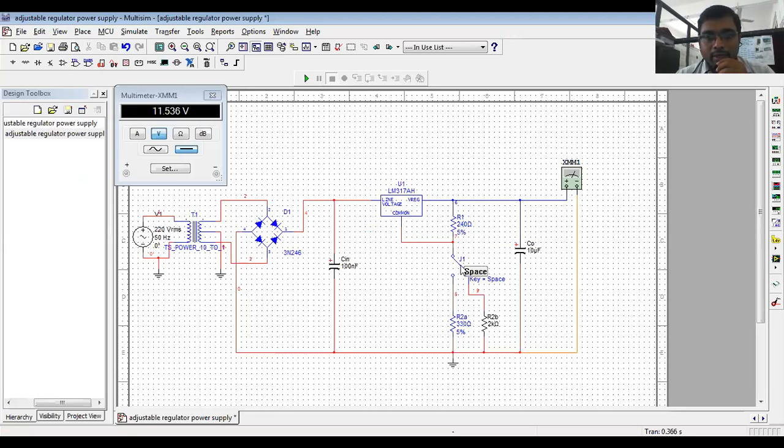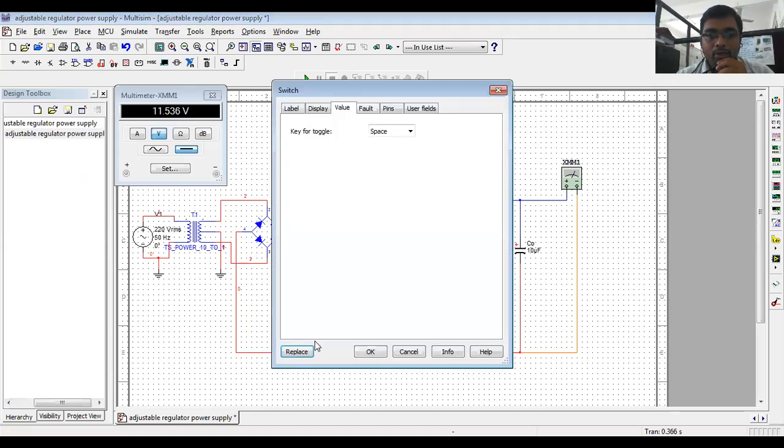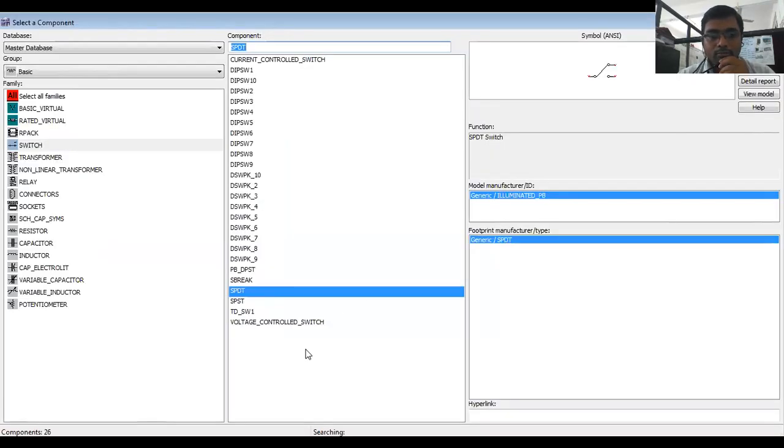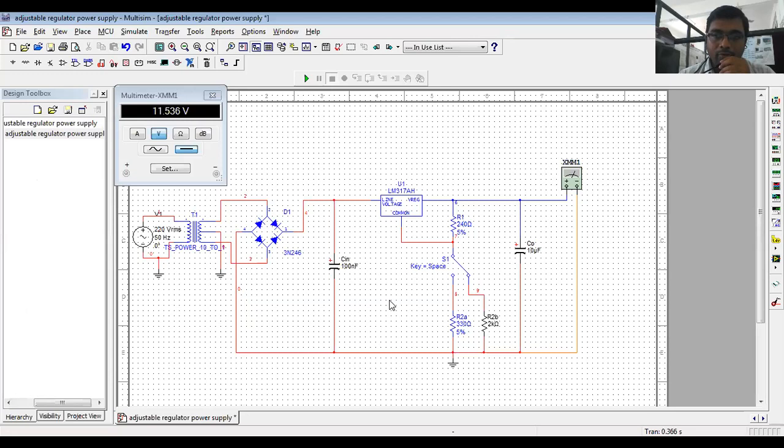Then I have also connected an SPDT switch, single pole double throw switch, for switching the resistor value between 330 ohm and 2K. In hardware practical, you can use a potentiometer to vary the value of the resistance of R2.